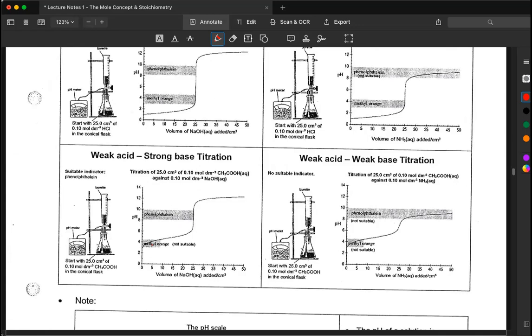So it will change color before the endpoint is reached. Because we are using a strong base, we will see that the final pH resembles a strong base. The starting pH with the weak acid will resemble the weak acid, because you can see that the pH is not so low, it's about 3. Then for weak acid, weak base, there's no suitable indicator. You must use a pH meter connected to a data logger to run the experiment and obtain the titration graph.